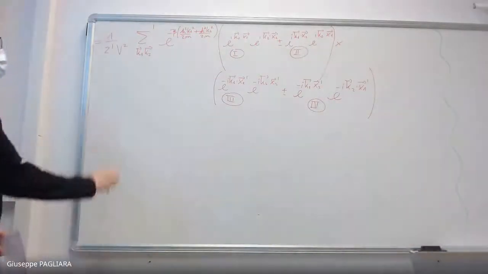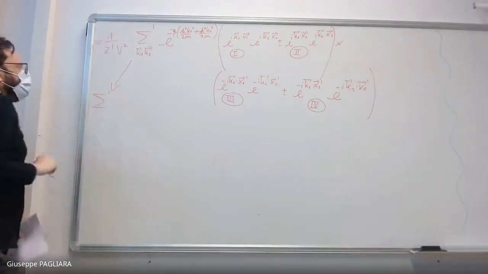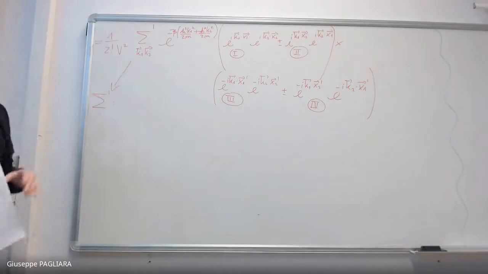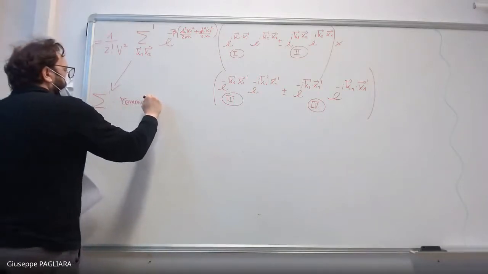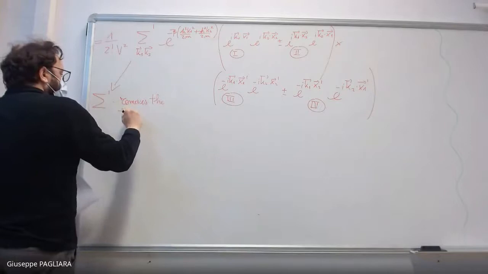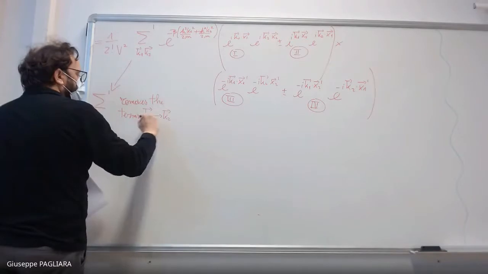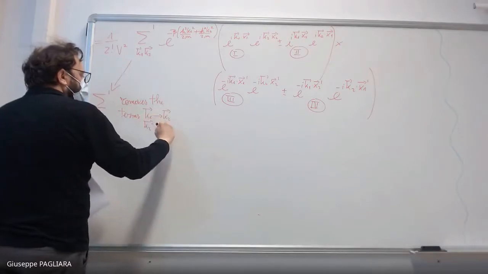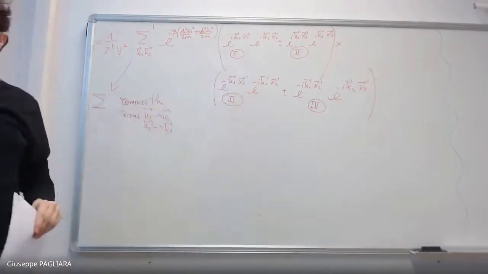Okay, so now what is the meaning of this prime? Here you have the sum over K1 and K2 that are free, but actually I need to remove the terms in which K1 is going to K2 and K2 is going to K1. So this removes the terms in which K1 is equal to K2 and K2 is equal to K1, because we have already considered this possibility when symmetrizing the wave function.